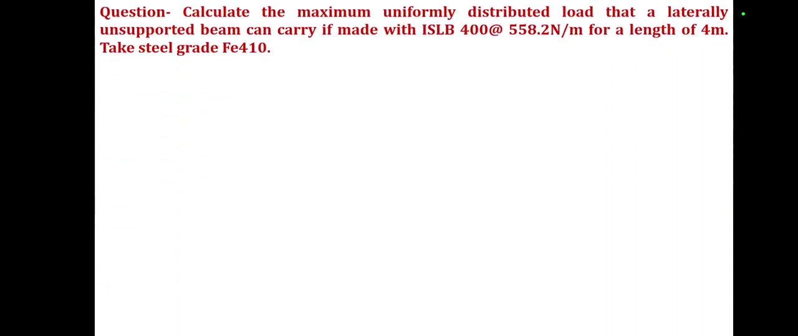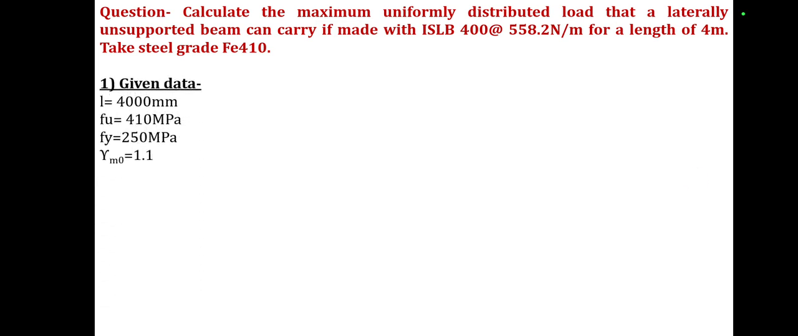In today's lecture, we are going to solve a numerical on laterally unsupported beam. The following is the question of our today's lecture. Calculate the maximum uniformly distributed load that a laterally unsupported beam can carry if made by ISLB 400 at 558.2 Newton per meter for a length of 4 meter. Take grade of steel as Fe 410.